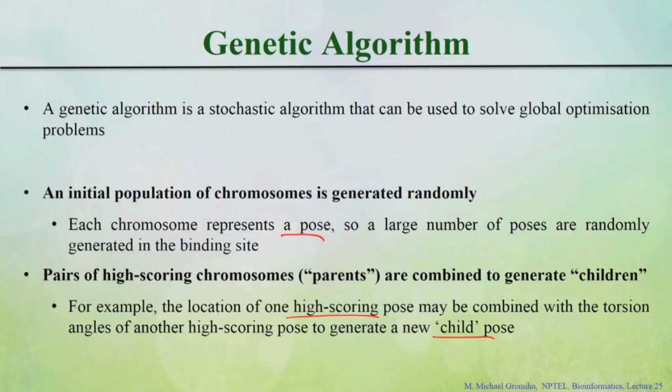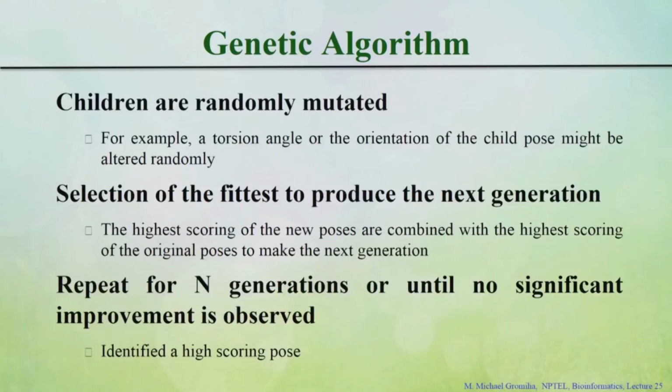So, take the randomly generated poses, some of them have a high score, some have a low score, and merge the high scoring ones to generate a child pose. Then on the child pose they do some mutations: they can change the torsion angle or change the orientation. So, make a new conformation and then see whether the score increases or decreases. If it increases, then you combine these new child poses with the previous original poses to make the next generation. Do it again and again, up to n generations or until n significant improvements are observed. In this case you can identify a high scoring pose.